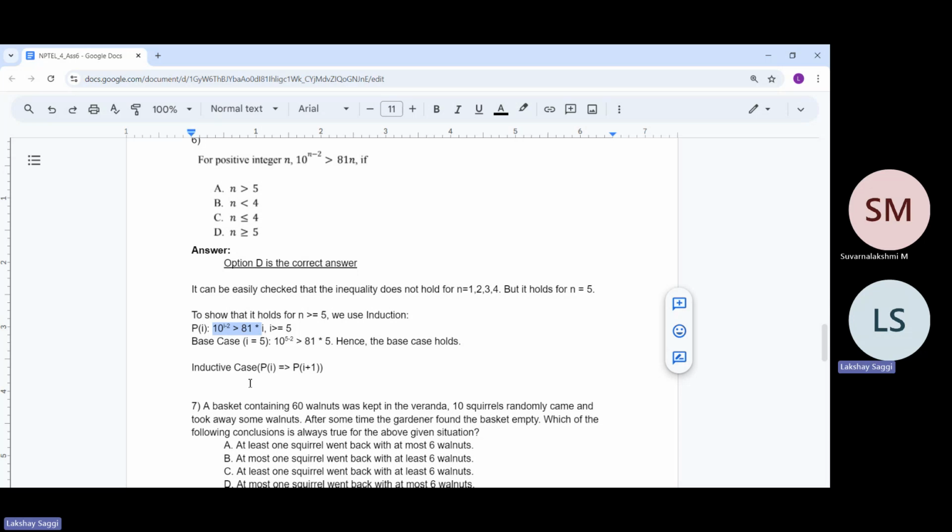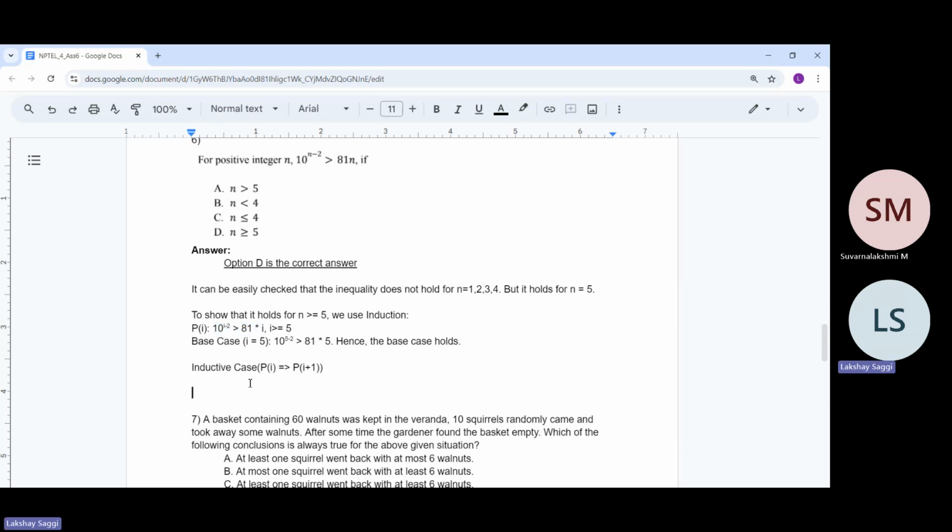Right? And how can we do this? So we need to prove this thing, right? That if P(i) is true, then P(i+1) is true. So let's see, we can write the LHS, which is 10 raised to the power n minus 2 as, okay. Yeah, I should zoom in for you guys.